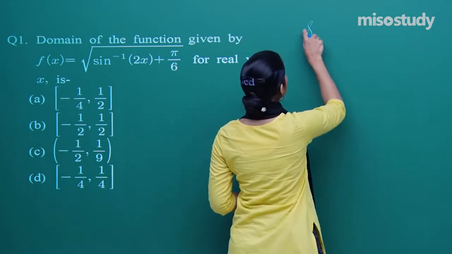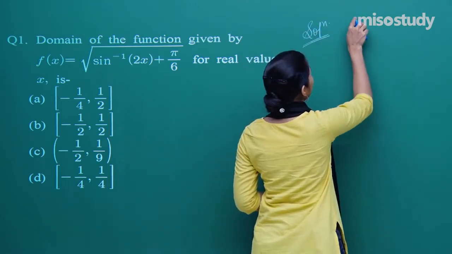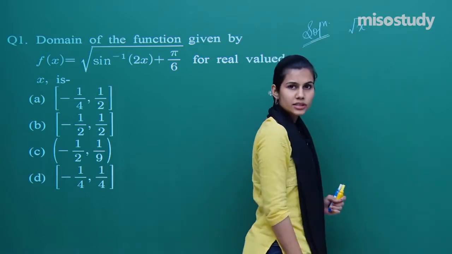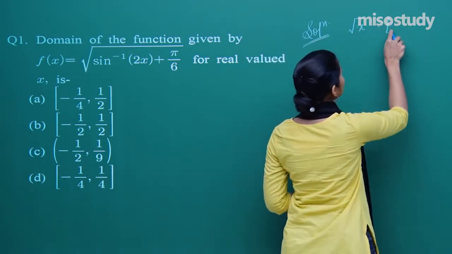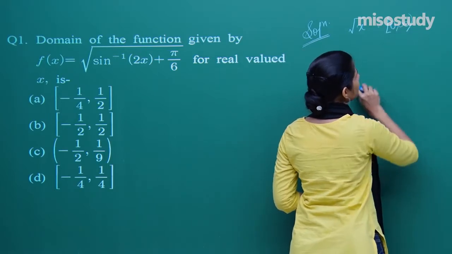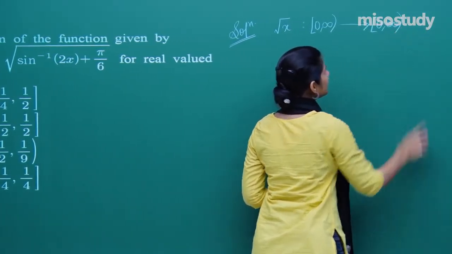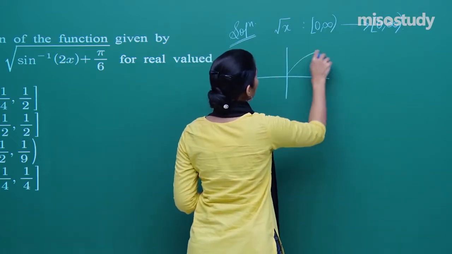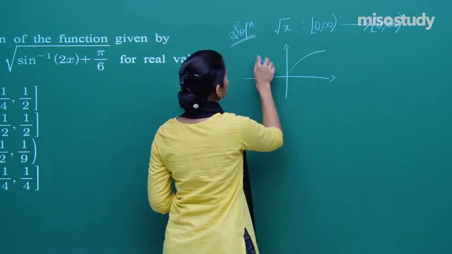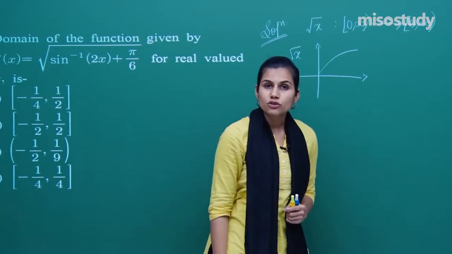Well, if I start with the solution and take, say, under root x as my function, we all know that the domain of under root x is nothing but 0, infinity. In fact, the range also is 0, infinity. And in fact, the graph goes something like this. This is my function f(x) equals under root x.